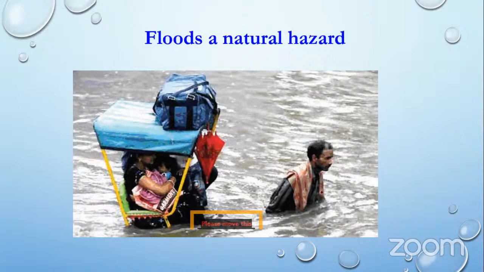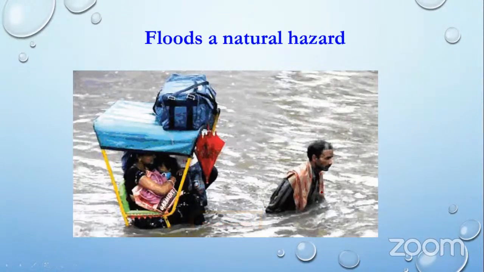Okay, so this is also due to somewhat improper balance in nature. Many rains will come and then floods will occur. This is a natural hazard. So here what is happening? If rains are more and floods come, it is a problem. If there is drought, it is also a problem.